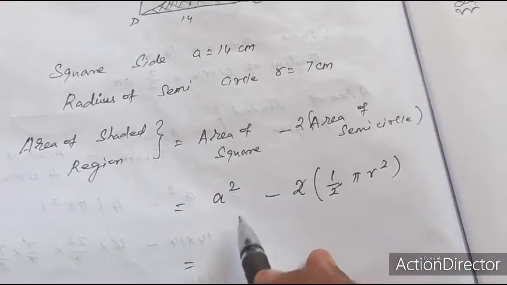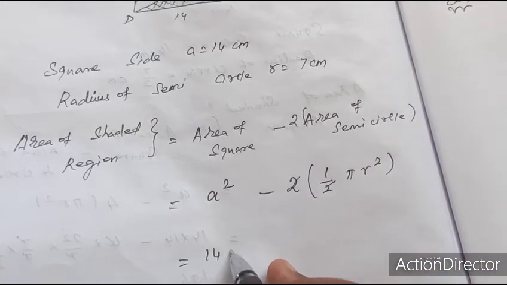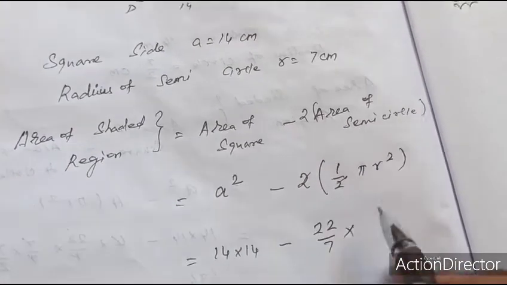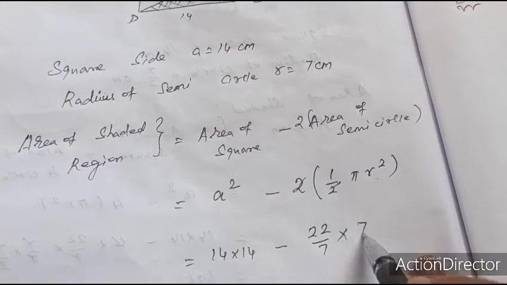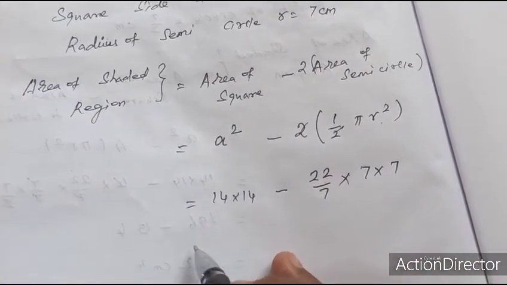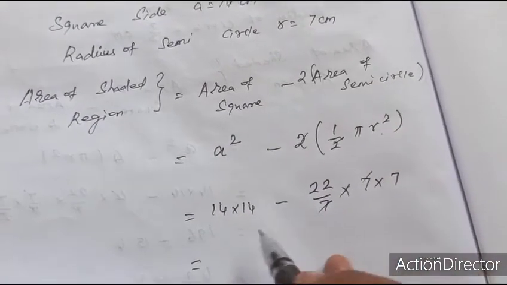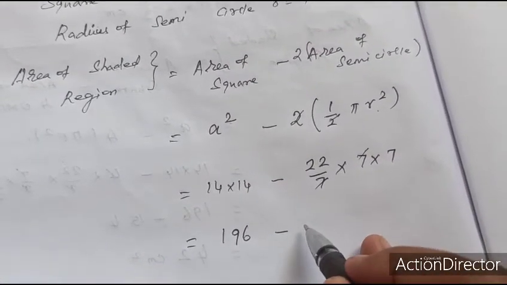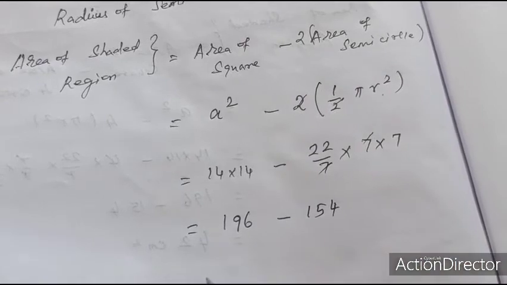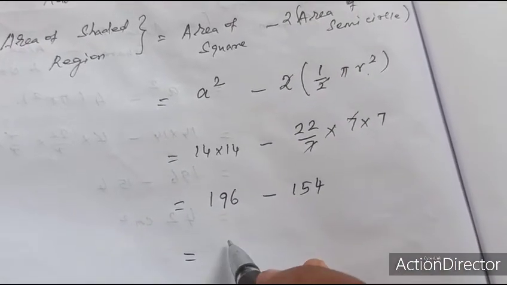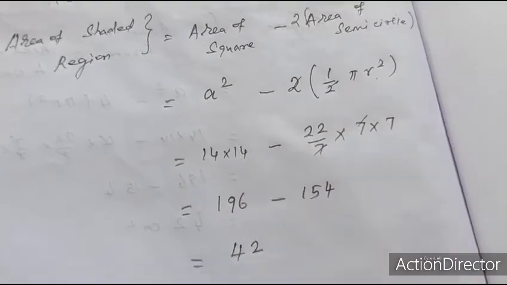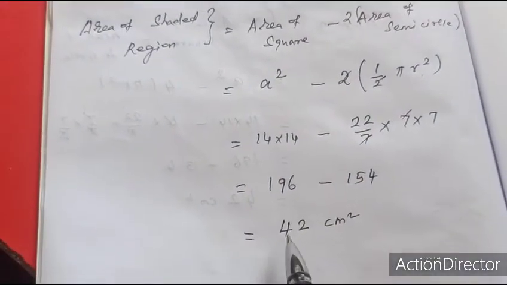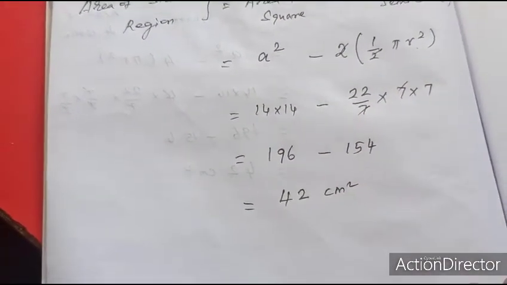The 2 cancels. a is 14: 14 into 14 minus pi, whose value is 22 by 7, into r, 7 into 7, 7 square. Therefore, 7 cancels. 14 into 14 is 196 minus 22 into 7, which is 154. Therefore 196 minus 154 is 42. Therefore area of the shaded region is 42 centimeter square.